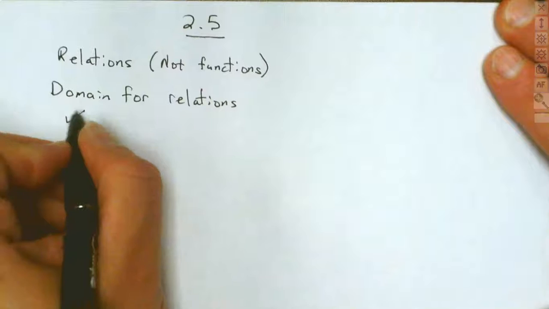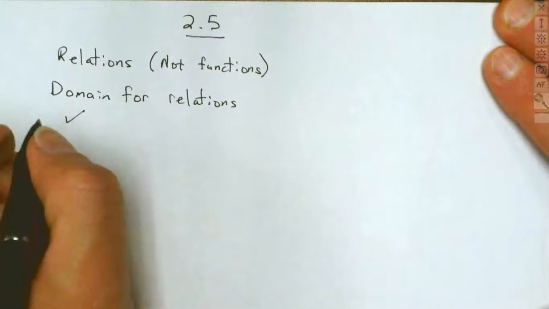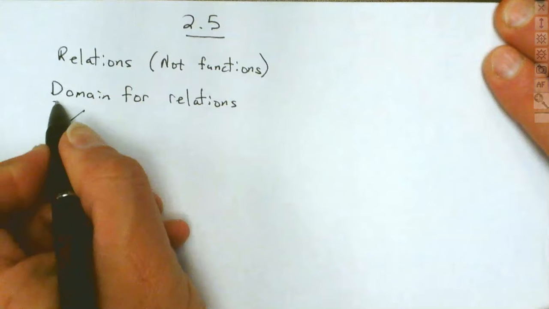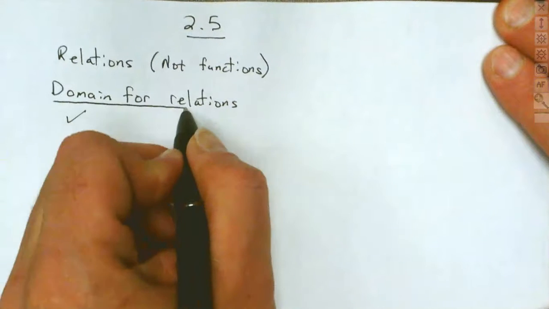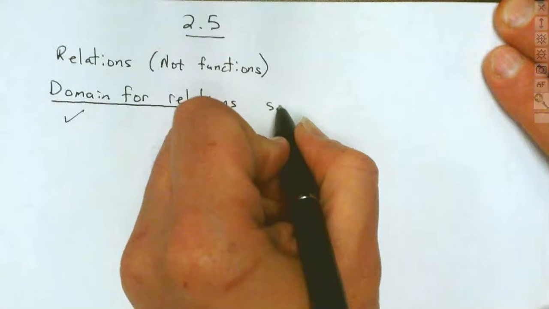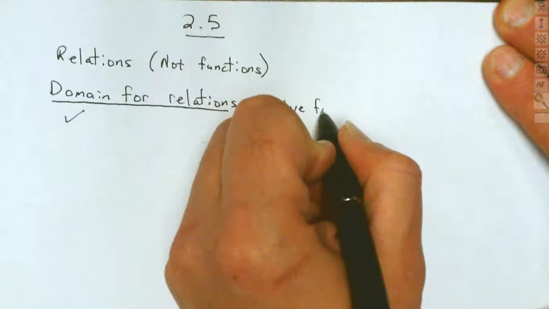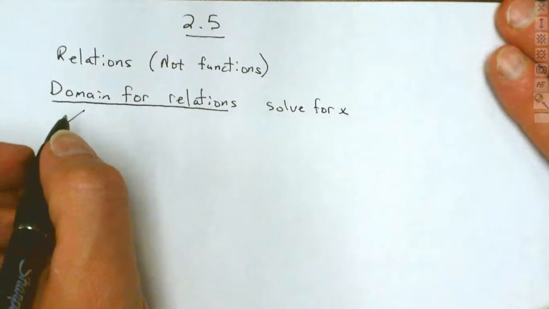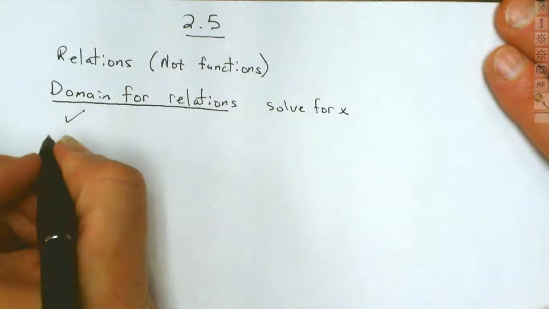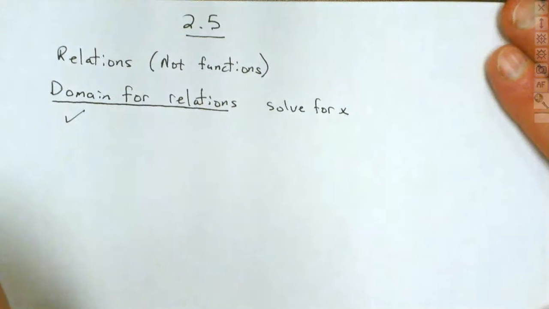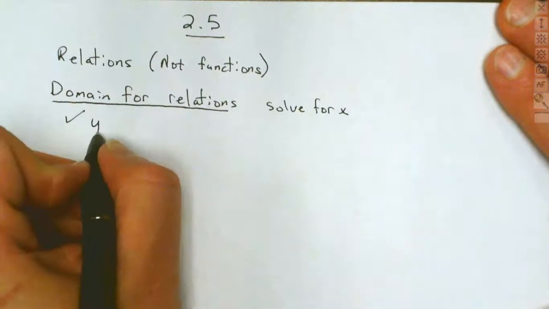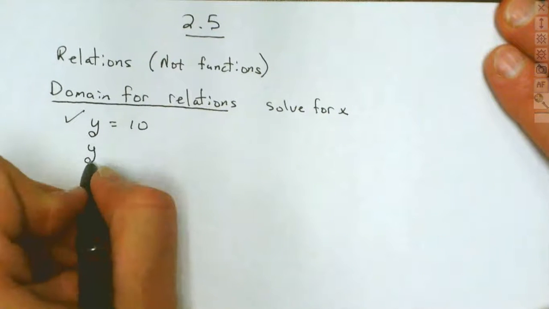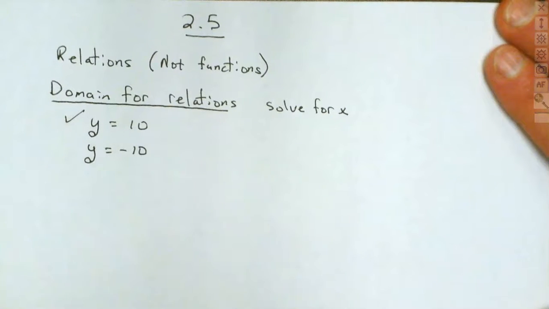What you do is you check, well, first thing you need to do is solve it for x. So the domain for relations, what you do is you solve it for x. And then you're going to plug in values, and you're going to see what you get out. So you're going to have to solve it for x, okay, and then you'll check y equals 10, and y equals a negative 10.